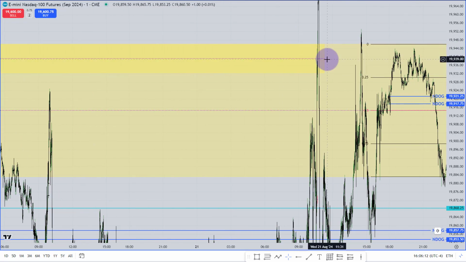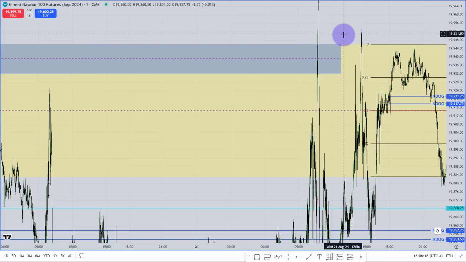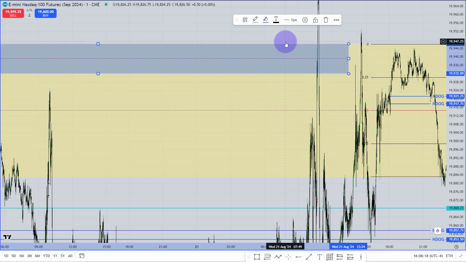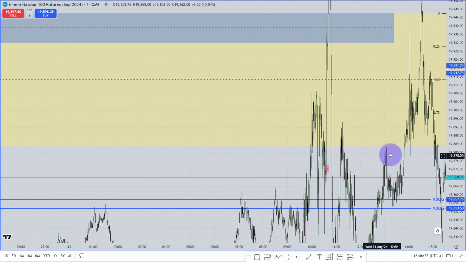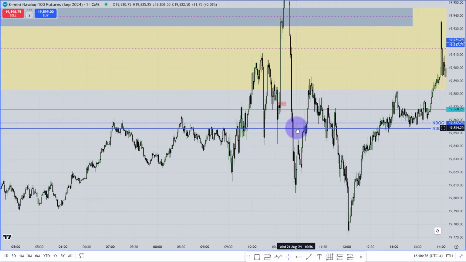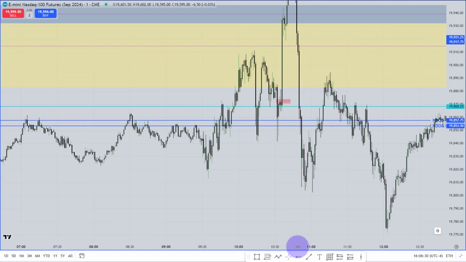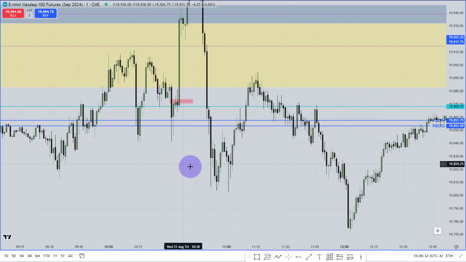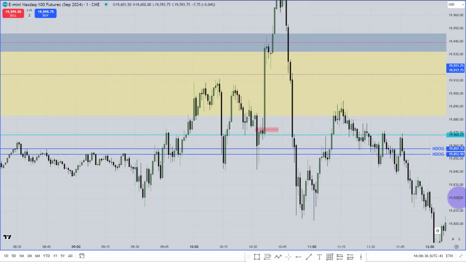So this gap was open over there. Let me change the color. Okay, yeah, this specific area in this volume imbalance was open. So ICT's expectation was, if market can close below this gap, new day opening gap, then ICT will start to look for sell. But when he saw that market failed to close this one, even go below this one, he started to look for buy.